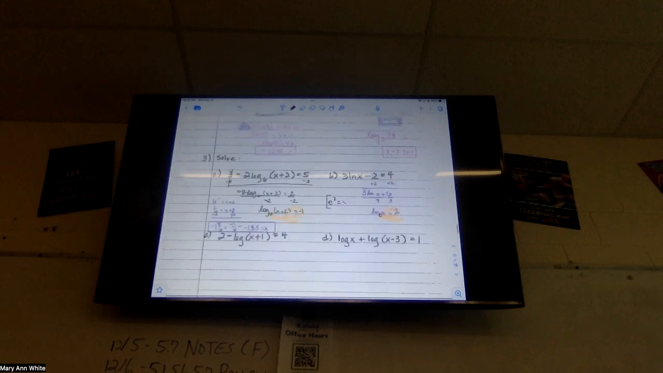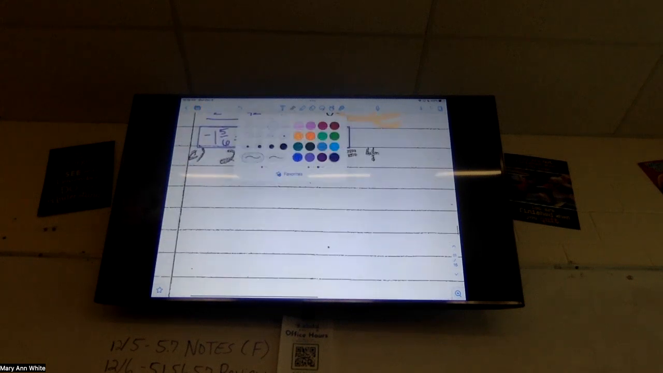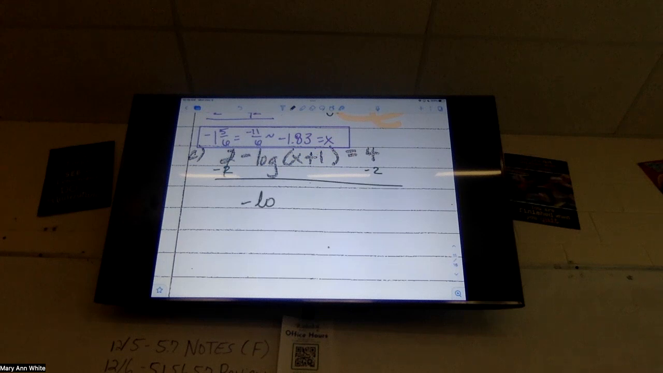Let's do the next one together. What should you do first? Nope. Subtract 2. Now I've got negative log x plus 1 equals 2. What comes next? Yes, divide by that negative 1. I do not want that negative 1 up front. Log x plus 1 equals negative 2.